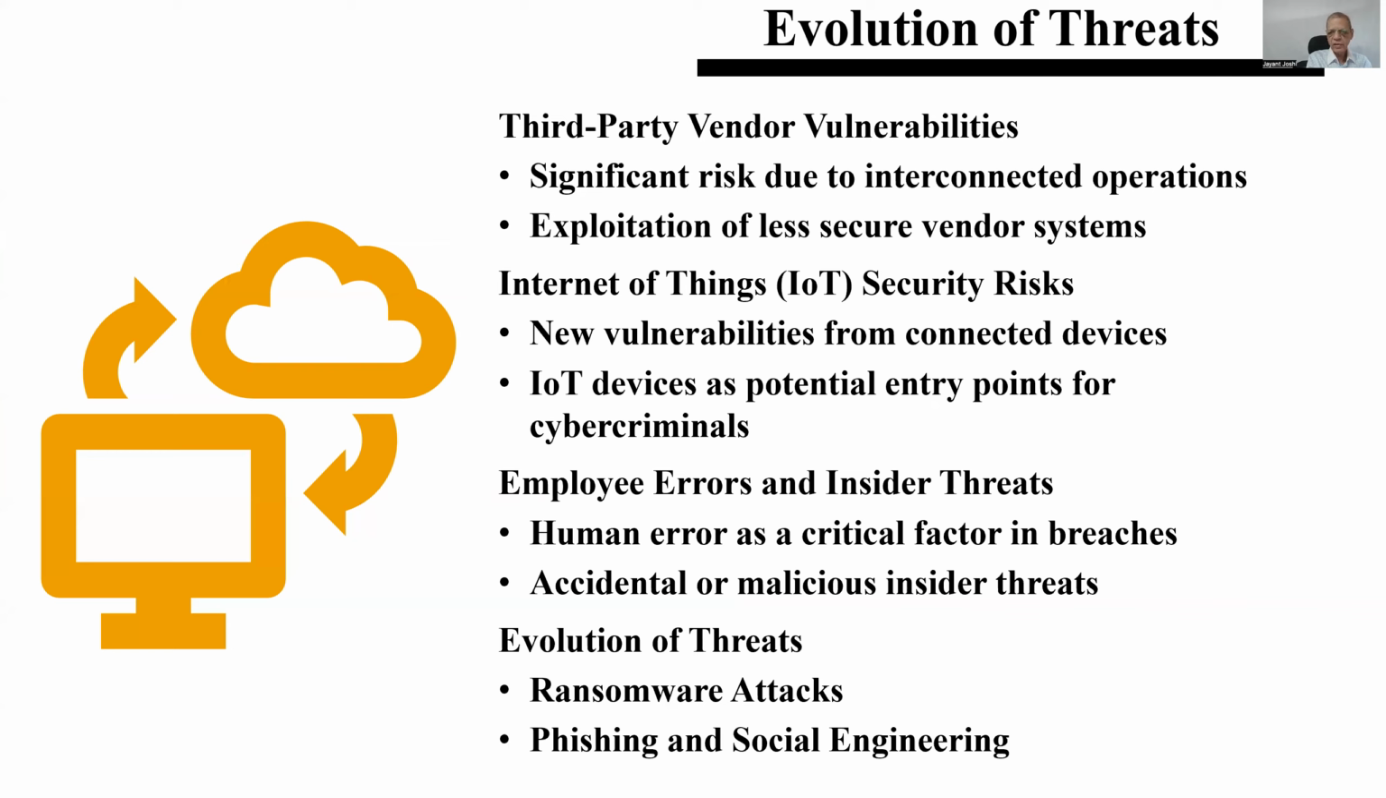Internet of Things, as I mentioned, has more security risks. There are new vulnerabilities from connected devices, and IoT devices are potential entry points for cyber criminals. Employees sometimes make errors, and that is another threat. The insider threat comes from there. Human error is a critical factor, and accidental and malicious insider threats are also there.